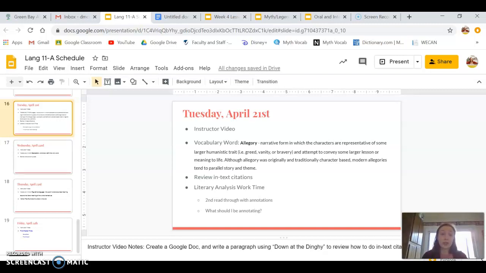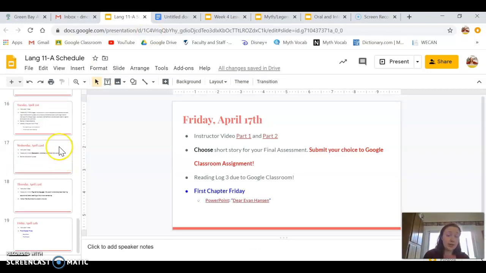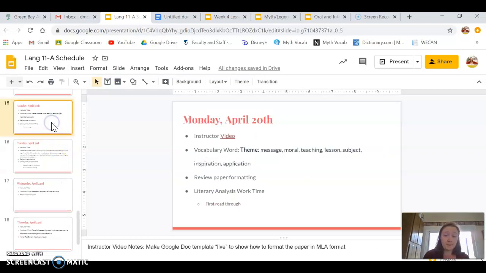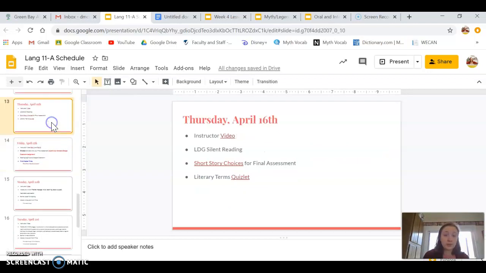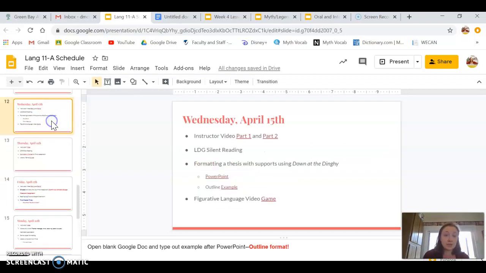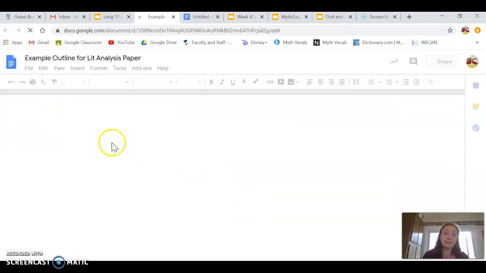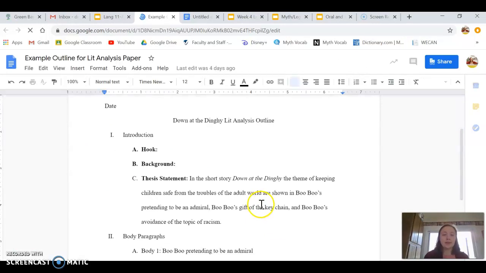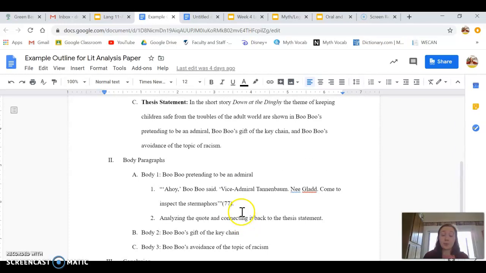used when we were talking about before, which I have to now find. So give me a second. Pretty sure I do. Okay, so opening up this outline that we already did together, I'm going to be using this thesis statement, and I'm going to be using this quote. So analyzing the quote and connecting it back to the thesis statement, just like I showed you here.